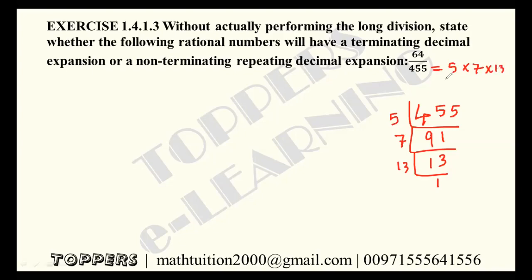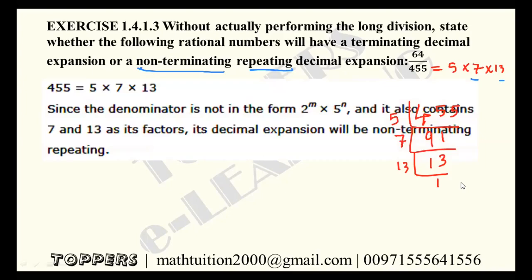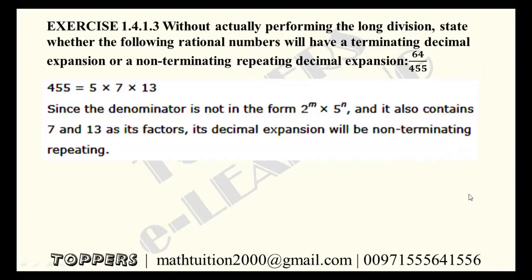So other than 2 and 5, there are 7 and 13. If the prime factorization has only 2 or 5 or both 2 and 5, it will be terminating. If other than 2 and 5, any other prime numbers are there in the prime factorization, then it will come in the second category, non-terminating repeating. So here, 455 equals 5 times 7 times 13. Since the denominator is not in the form of 2 raised to m into 5 raised to n, and it also contains 7 and 13 as its factors, its decimal expansion will be non-terminating repeating.